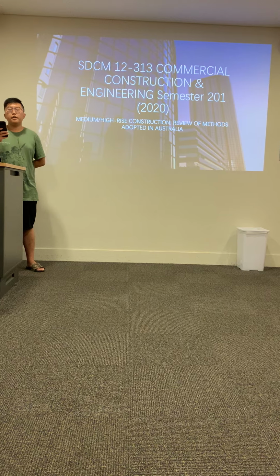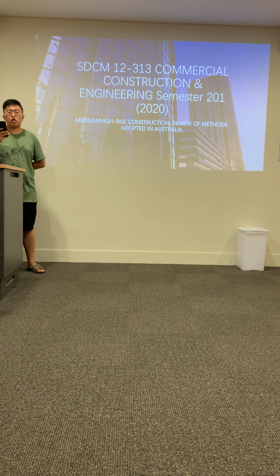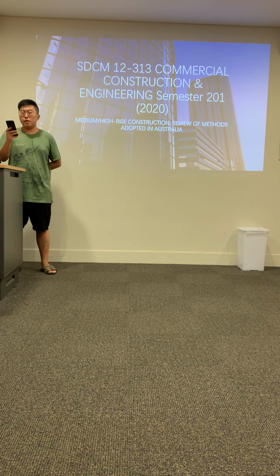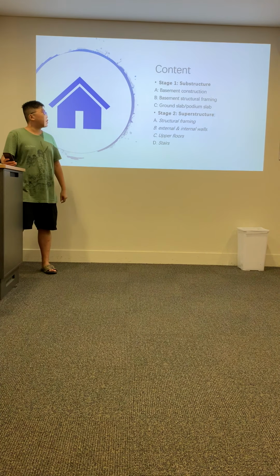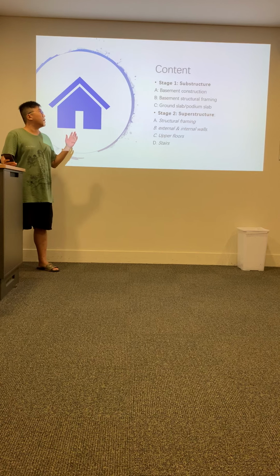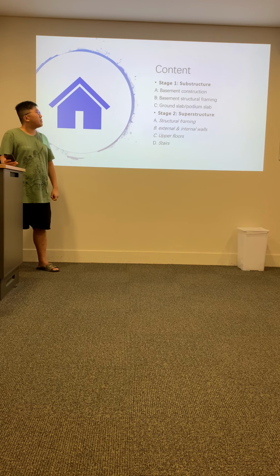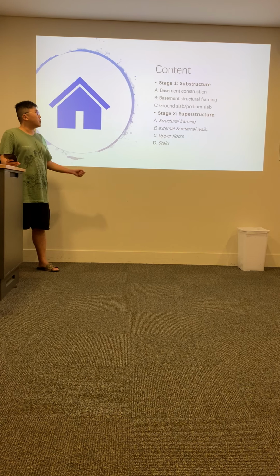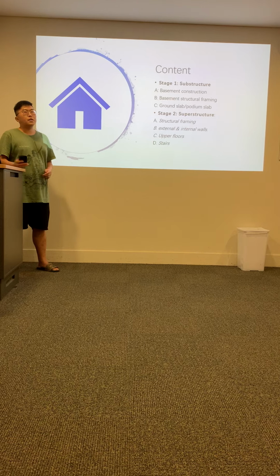My name is Zexu Lian. Today I'm going to talk about the assignment of commercial construction engineering. Our report has two stages. The first stage is substructure, which includes basement construction, basement structural framing, and the ground slab and podium slab. The second stage is superstructure, which includes structural framing, external and internal walls, upper floors, and the stairs.